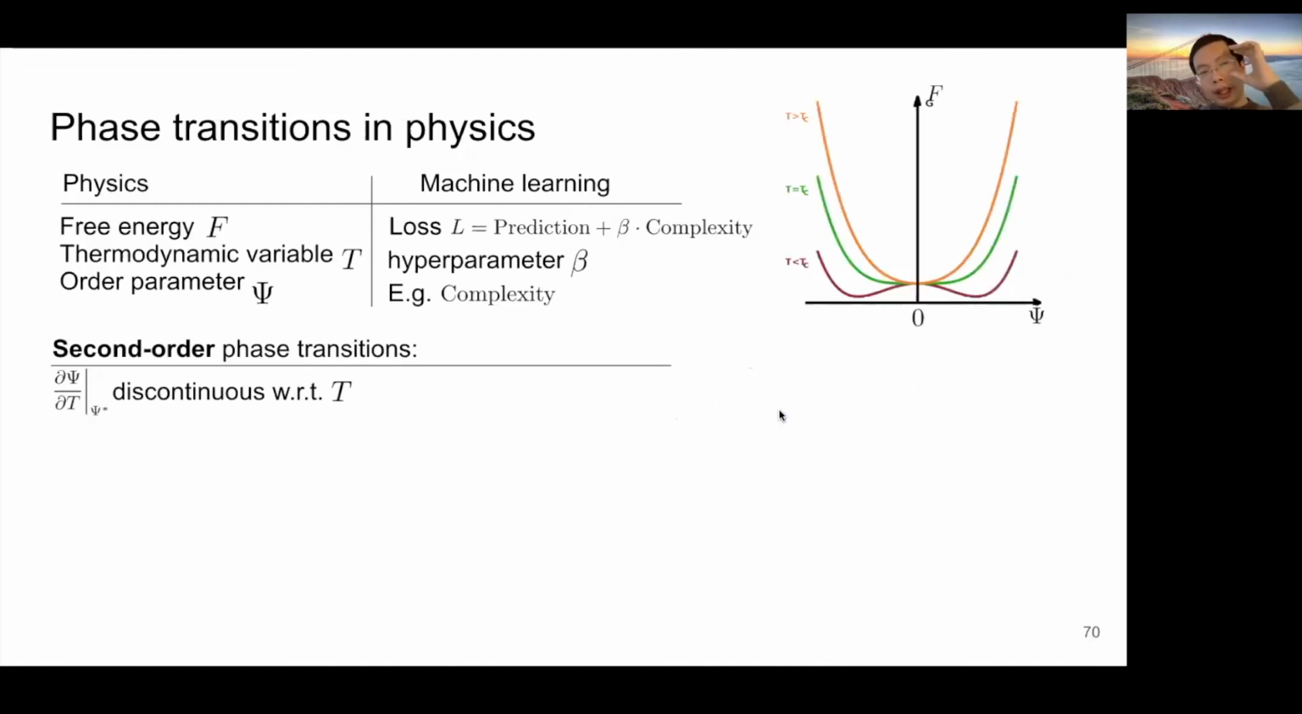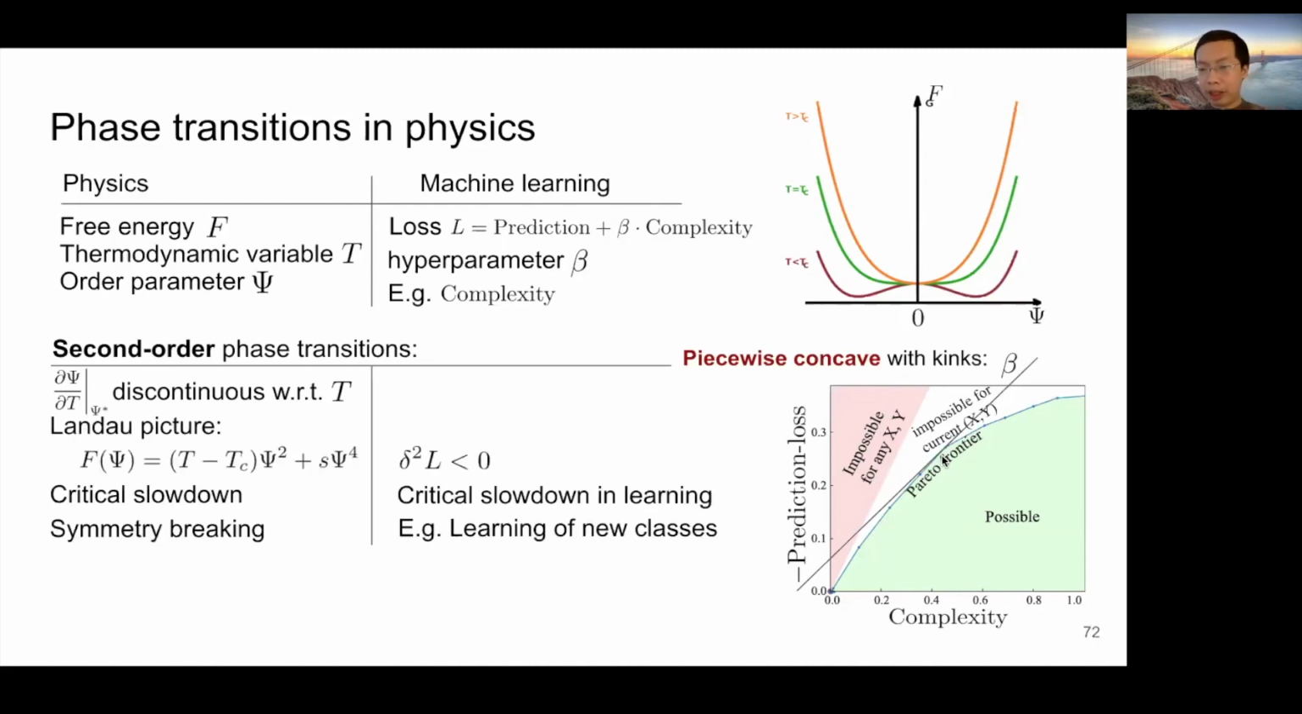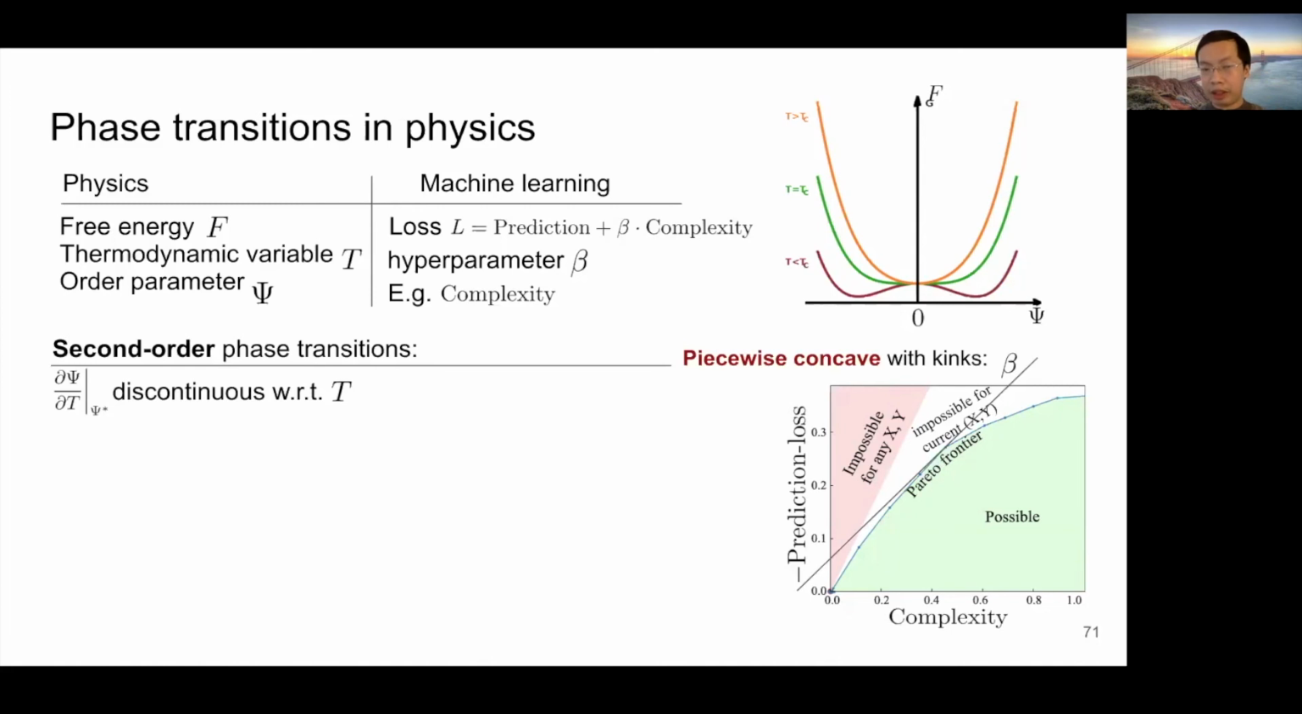In the second order phase transition, it is a different scenario in which we have some minimum, and then after tuning the temperature, this minimum will split into some minima around the original minimum. This transition is second order because it is something like a spontaneous symmetry breaking. In the Pareto frontier, we will see that it is piecewise concave, in which the slope of this Pareto frontier will change in a discontinuous way. When we tune the beta, we will find the slope has a discontinuity.